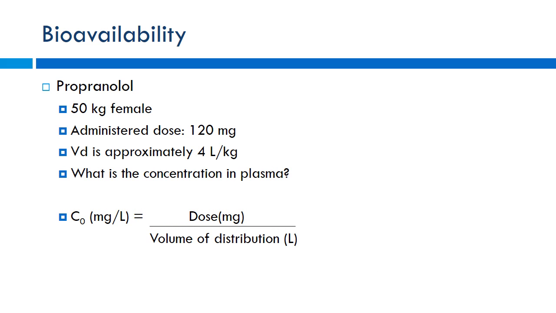Okay, so let's say we are going to apply this now. We have a 50 kilogram female. We're going to administer 120 milligrams to this patient orally. Our volume of distribution we know is 4 liters per kilogram based on our previous calculation. So what is the concentration going to be in the plasma?